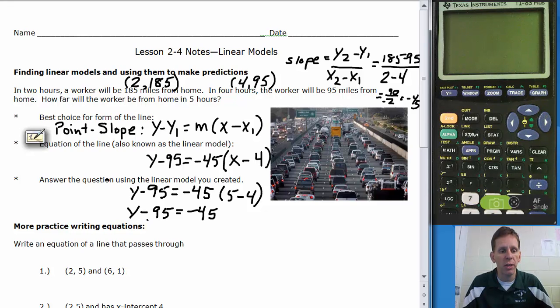To get y by itself, you can add 95 to both sides of the equation. And negative 45 plus 95 is equal to 50. And that's the solution we're looking for.